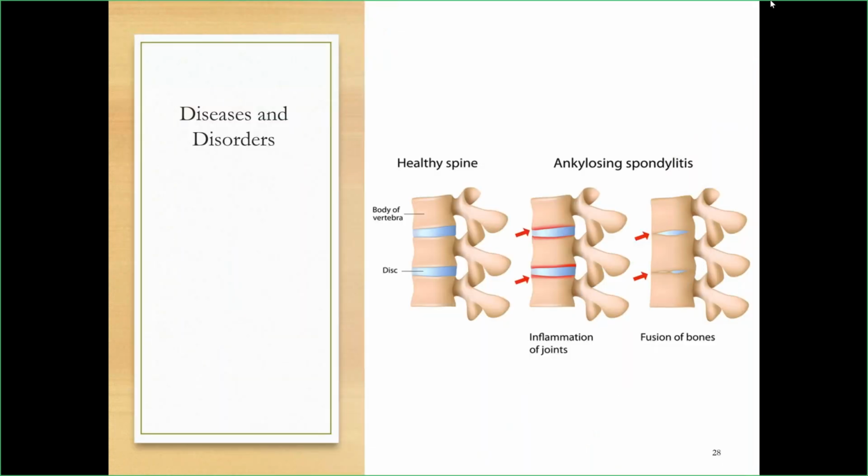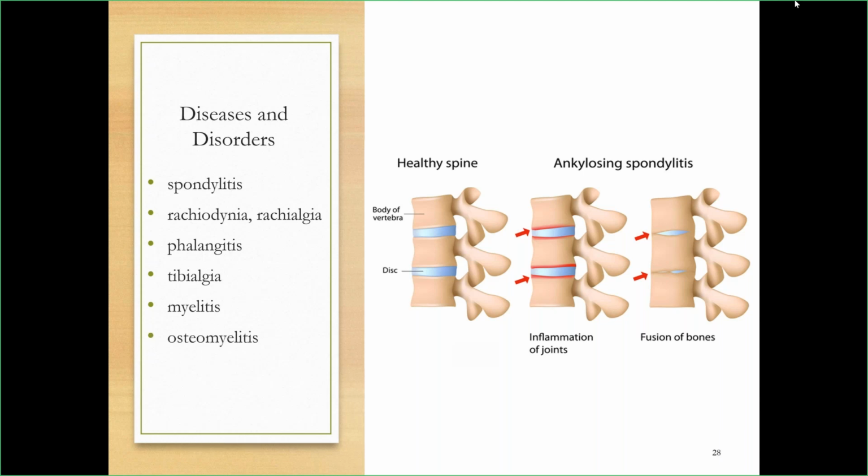More diseases and disorders. Spondylitis is inflammation of the vertebrae. Rachiodynia and rachialgia are both terms for painful spine. Phalangitis is inflammation of the bones of the fingers or toes. Tibialgia is pain of the tibia. Myelitis is inflammation of either the spinal cord or bone marrow. Osteomyelitis is inflammation of the bone, often involving the bone marrow. Myeloencephalitis is inflammation of the brain and spinal cord.